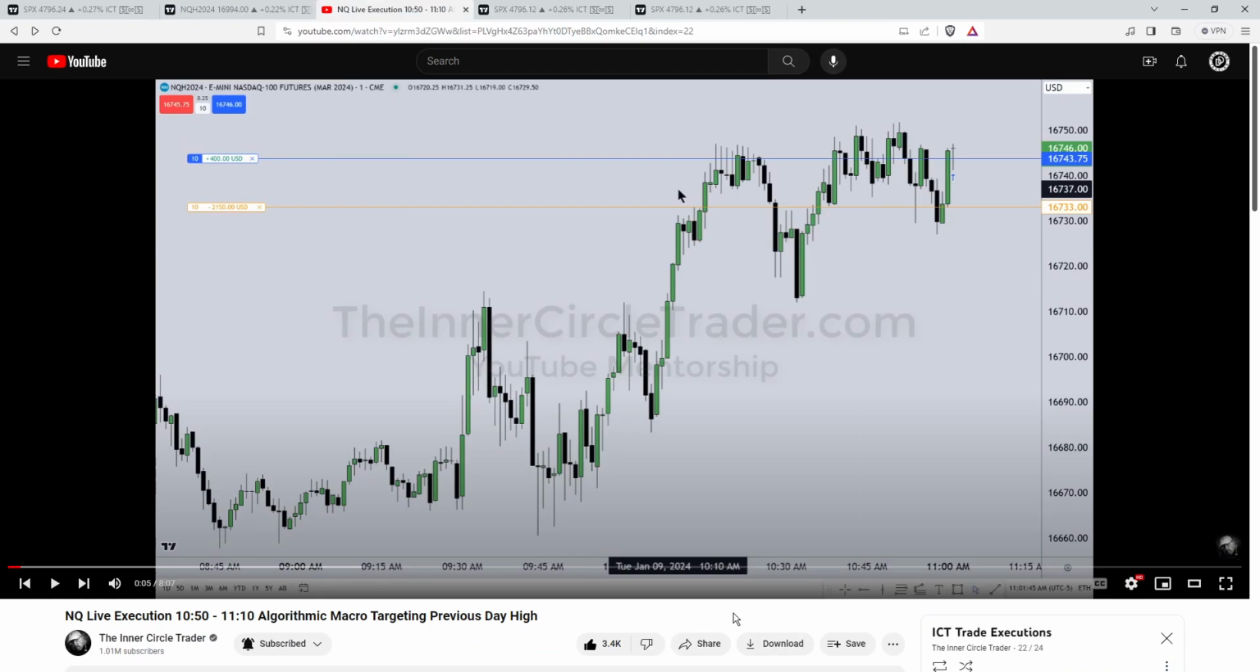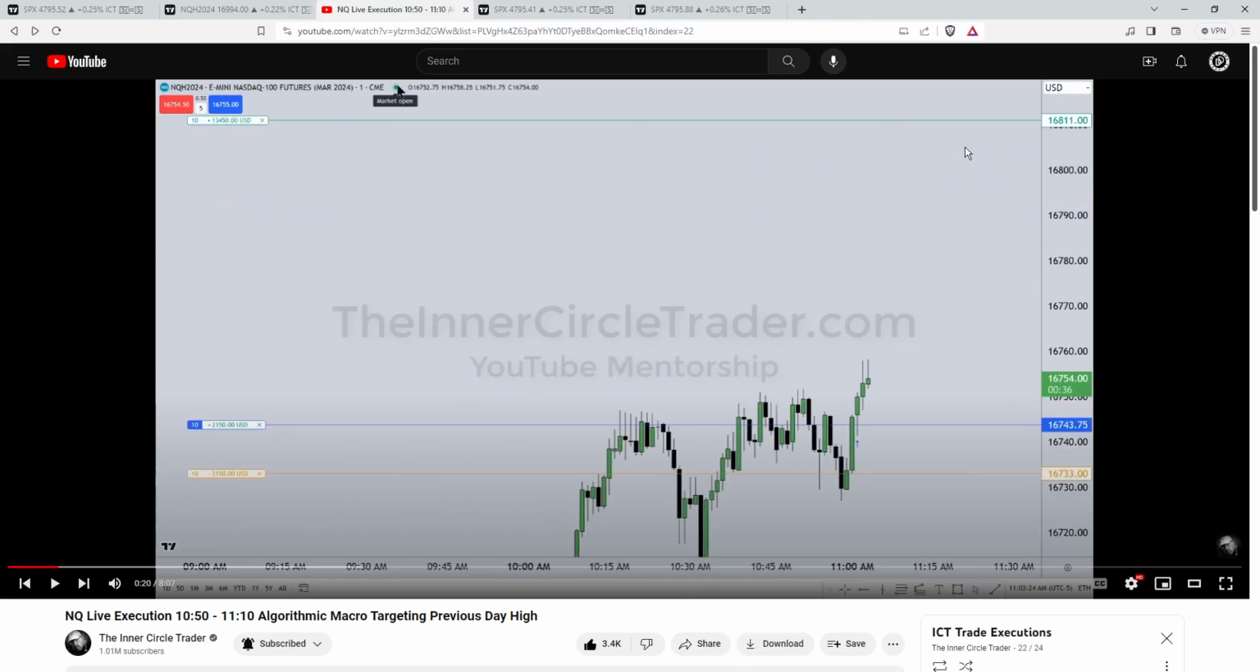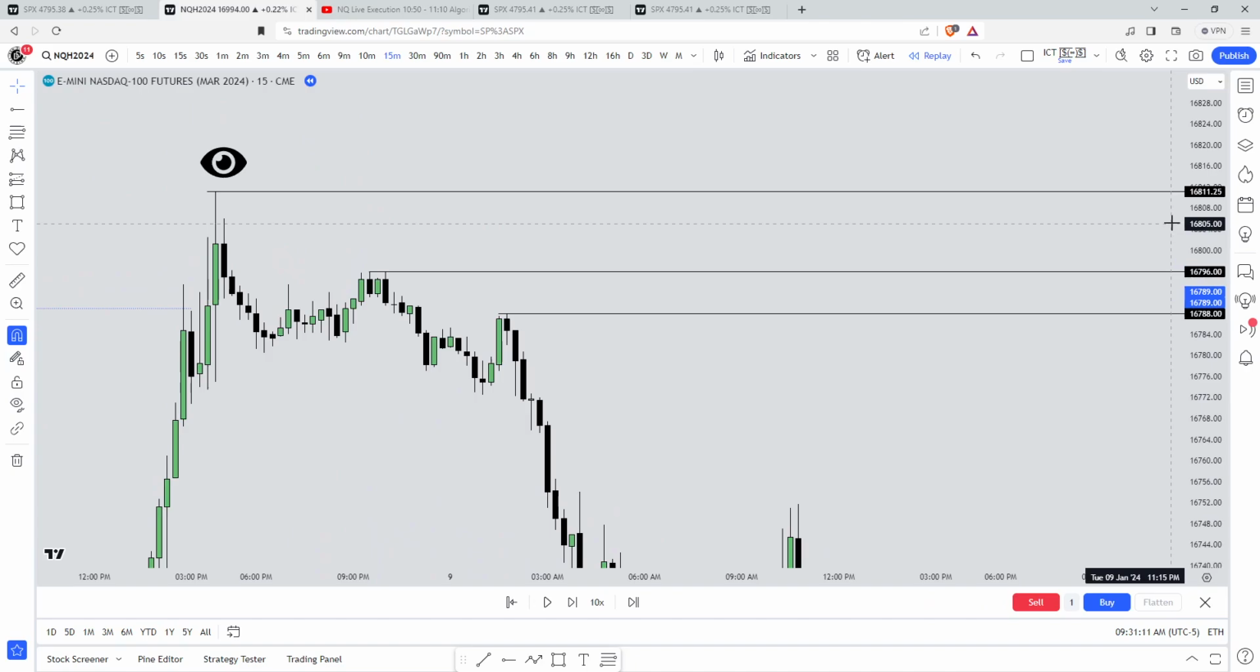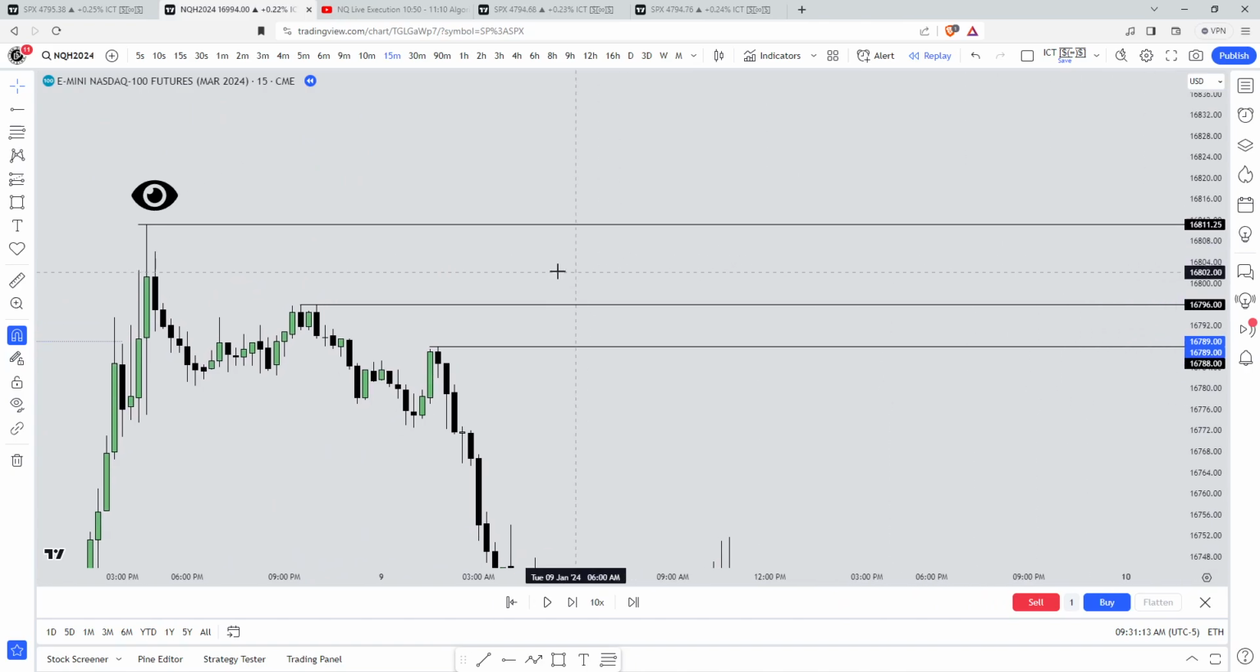Now we're going to skip ahead, or go back to what ICT is trading. He's on the 1-minute chart. I like to look at what time frame he's looking at. If we skip it ahead, where is he targeting? 16,811. Let's go back to this chart. What was this high? 16,811.25.